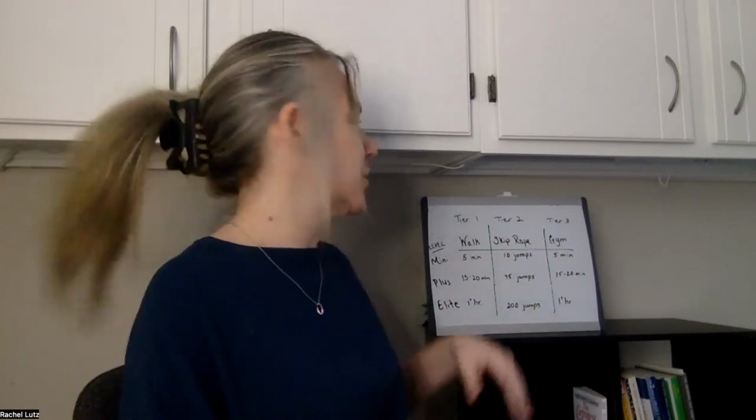Awesome. Here's the other part of the elastic method. You want to set the elastic method into mini, easy, plus, medium, or elite, hard. So if I wanted to do tier 1, easy level, I might walk for 5 minutes today. If I wanted to do tier 2, easy level, I might jump rope 10 times. And if I wanted to do the easy gym for a day, it would be 5 minutes. Not very many of us are going to do that. If we're going to go to the gym, we're probably going to spend more time there. But this is what the mini easy level would look like.